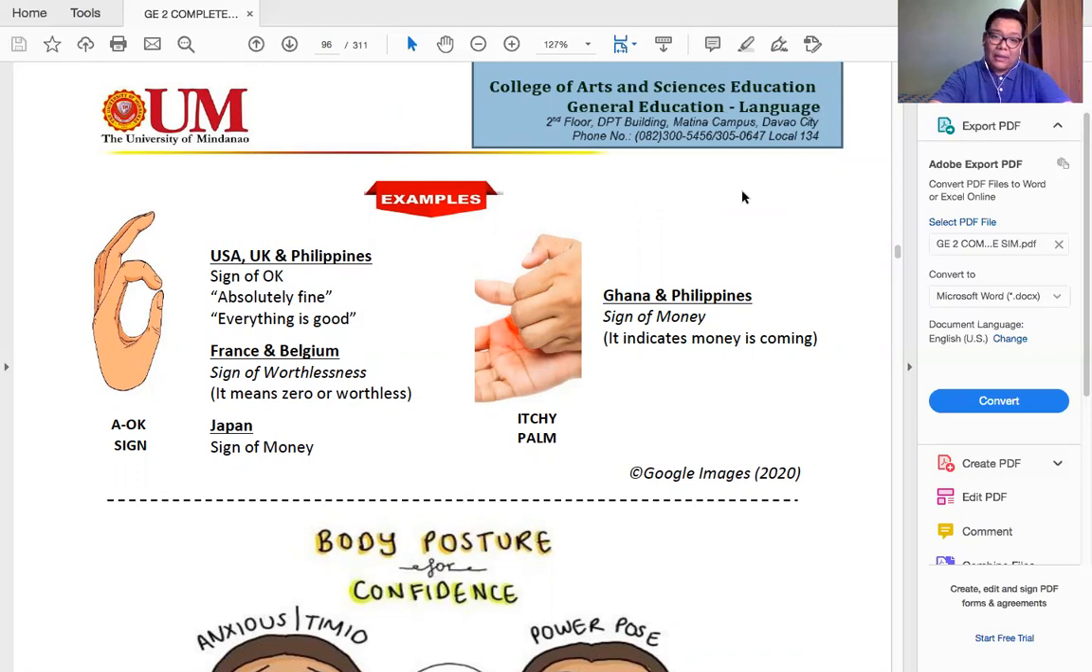But when you go to Japan, it's also a sign of money. I think this symbol being a sign of money is true not only in Japan, but also here in the Philippines. And then, here in the Philippines, you also have this superstition wherein when your palm is itchy, that means money is yet to come to you. That is also true in Ghana. When your palms are itchy, that means money is coming to you. Maybe today or the next day.